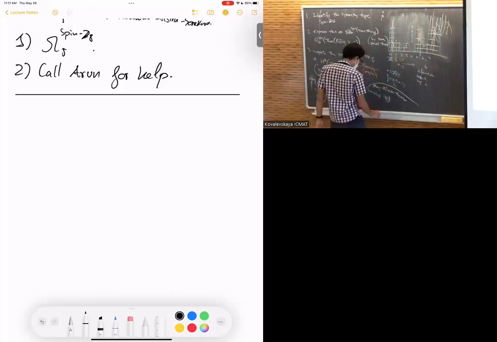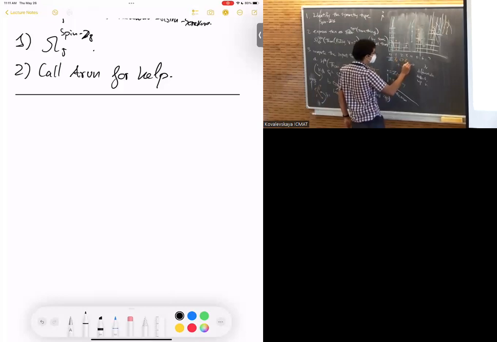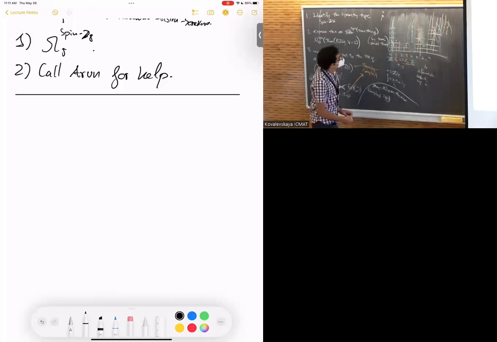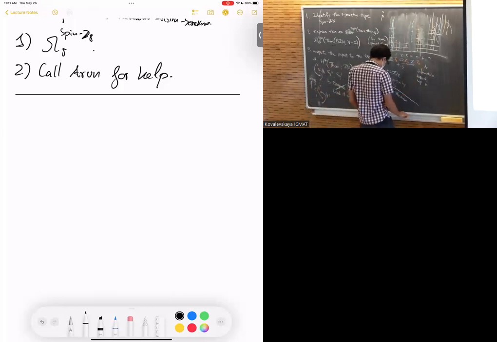In two, we get zero. In three, we just get the one Z mod two. In four, we get Z again. And now in five, there's something interesting. It looks like we get Z8 plus Z8, right?